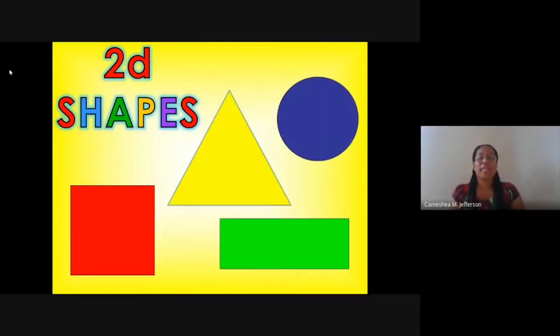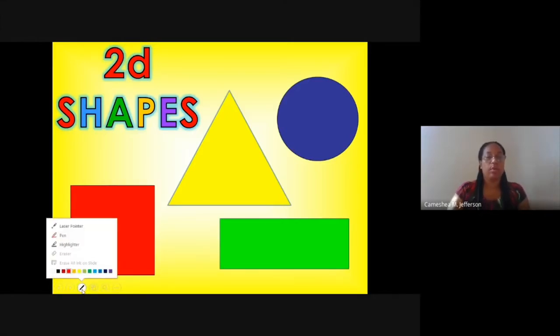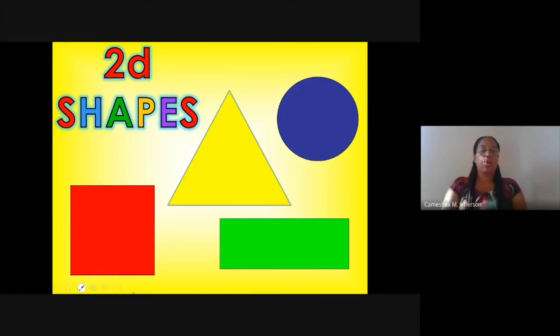Hi, boys and girls. Yesterday, we were talking about our 2D shapes, the square. I'm going to grab my actual pen and pointer so you can follow along with me. We were talking about the square, which has 4 sides. Can you help me count them?